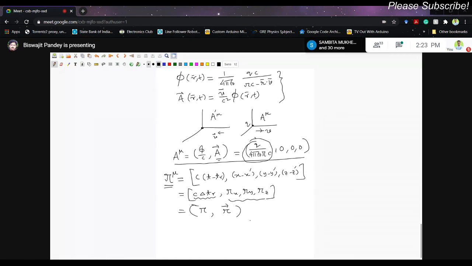And now if I want to write down the 4 velocity of the moving point charge, what is it? Well, this is u mu, if you remember. And what was the time component of the 4 velocity? That is gamma times the speed of light. And the spatial components are gamma times vx, vy, vz. Here I am using v. Earlier I used u, so don't get confused.